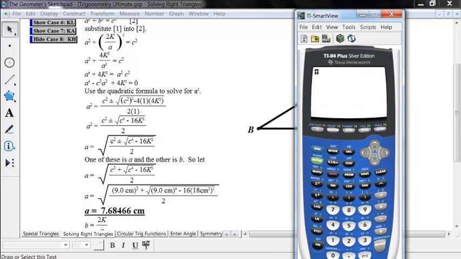Okay, so square root of parentheses for the numerator, 9 squared plus, now another square root, 9 to the 4th minus 16 times 18 squared. Close the square root, close the numerator, divide by 2, close the original square root, and this gives us our value for a. So store that as A.